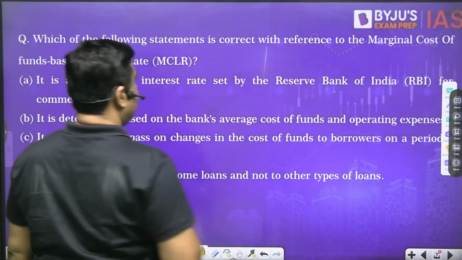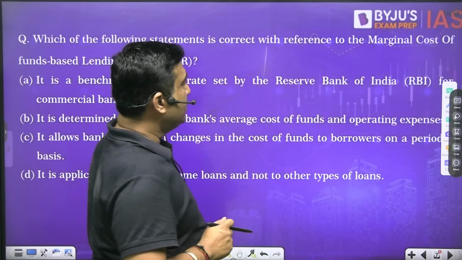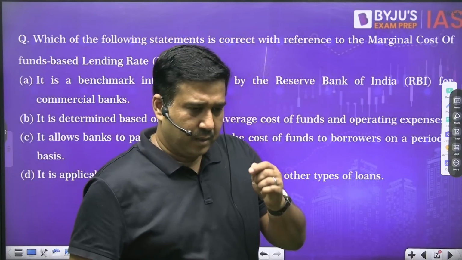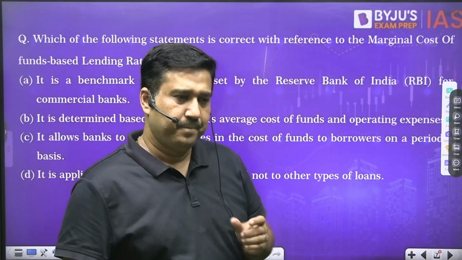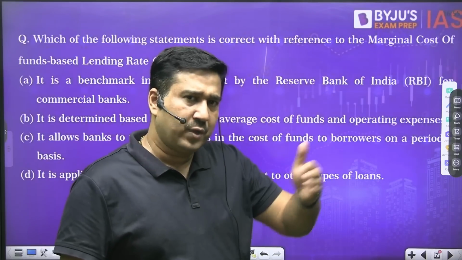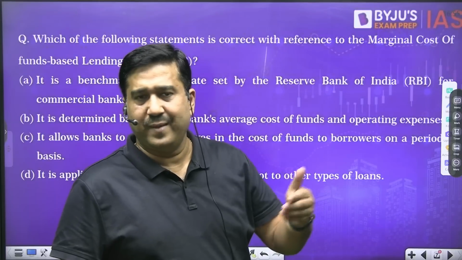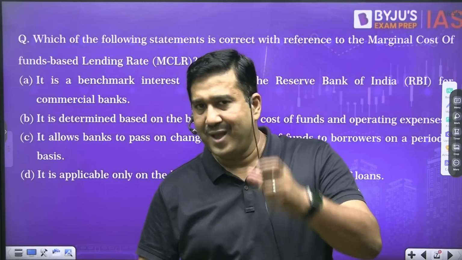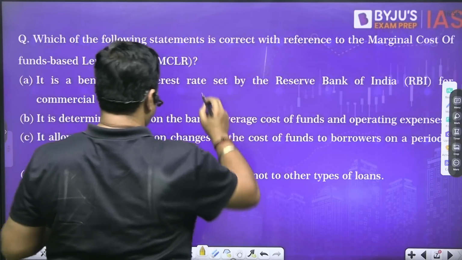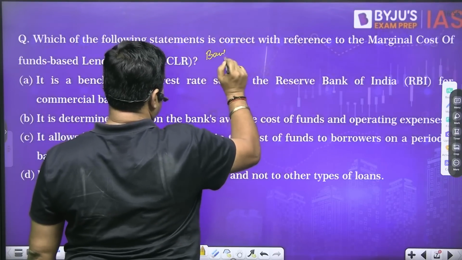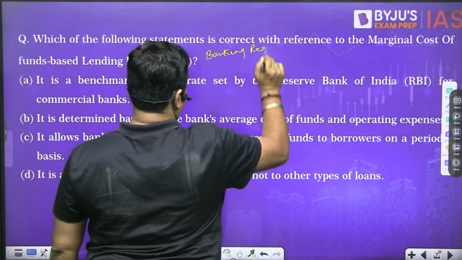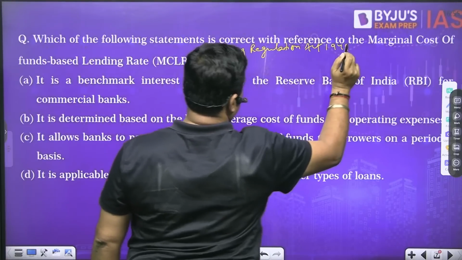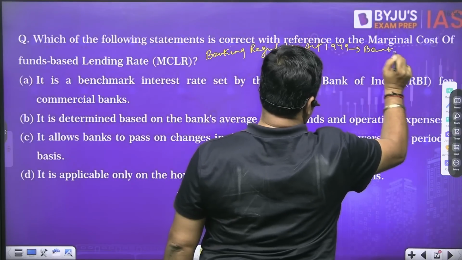Which of the following statements is correct with reference to the marginal cost of fund-based lending rate, MCLR? Now whenever we talk about MCLR, it takes us to a whole range of quantitative instruments adopted by the central bank, that is RBI in case of India, to control the supply of money. Like if you look at the Banking Regulation Act 1949, it talks about bank rate.